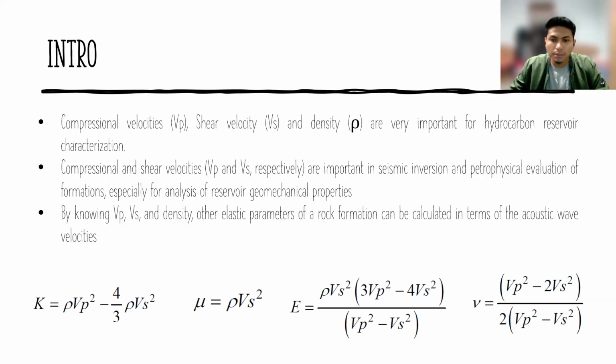So a little bit of introduction about the VP, VS, and density log prediction. Compressional velocity, VP, shear velocity, VS, and the density, rho, are very important for hydrocarbon reservoir characterization. This is because they are important in the inversion part, where we use all of these parameters to obtain reservoir characteristics such as the bulk modulus, shear modulus, Young's modulus, and also the Poisson ratio, to characterize the reservoir and obtain information about the different lithology in our reservoir.